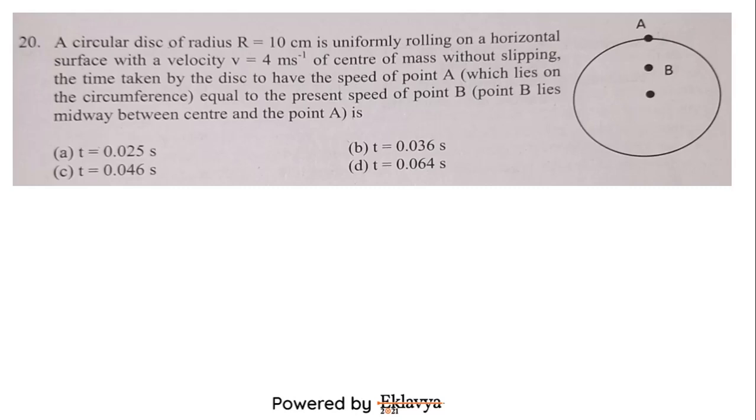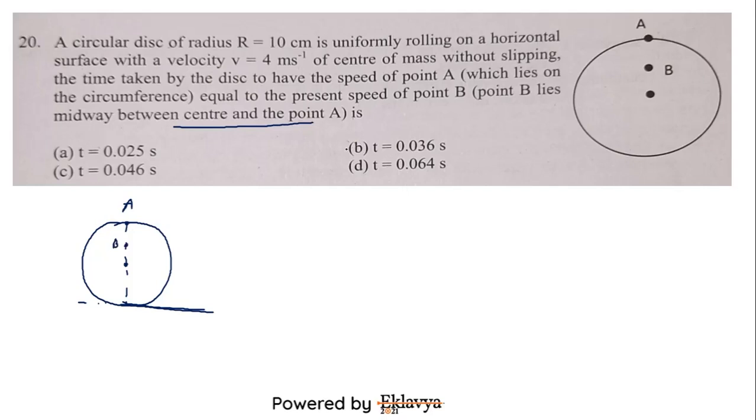So we will now have a look at the next question. This question says that a circular disc of radius r, which is 10 centimeters, is rolling with a velocity of 4 meter per second, the center of mass, without slipping. Alright, so the situation is this. There is a point A which lies on the circumference, and there is the point B which lies midway between the center and point A.